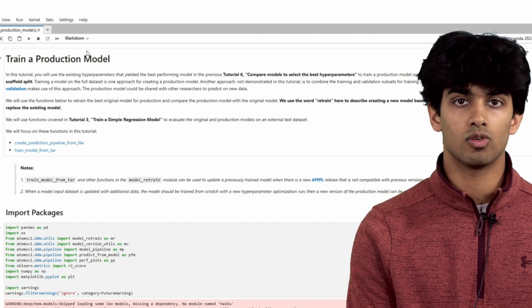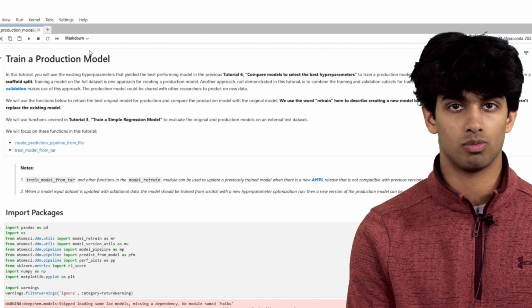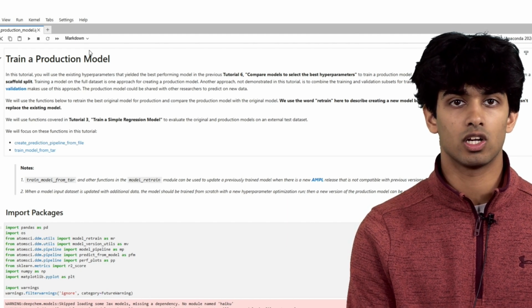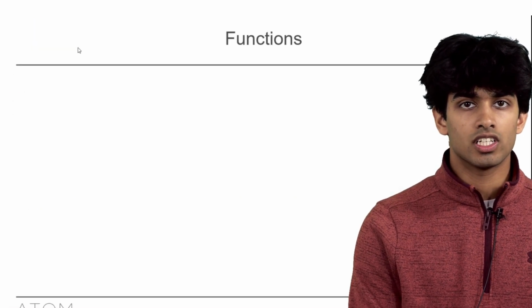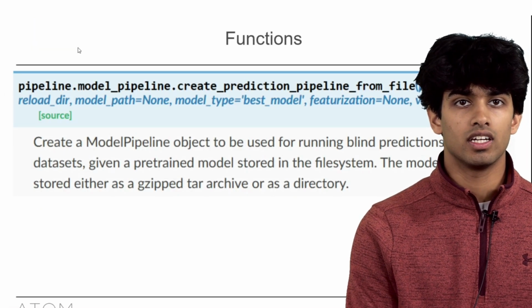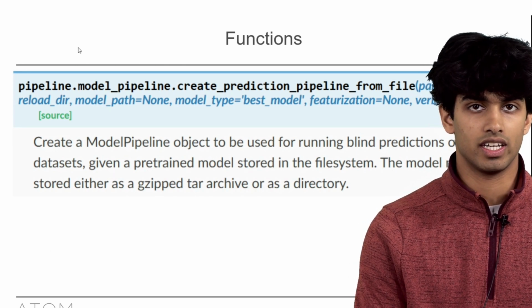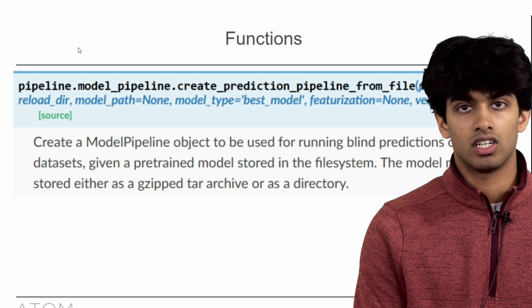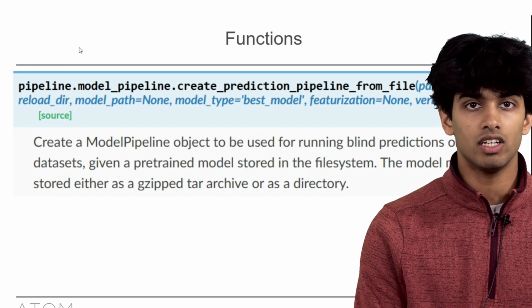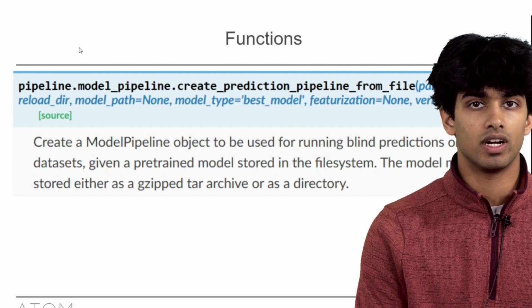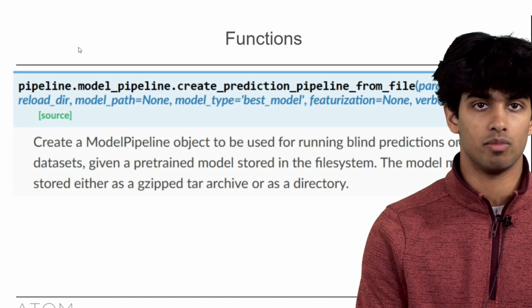To help us along, we'll focus on a few key AMPL functions that are going to make retraining easy and manageable. First, let's take a look at create_prediction_pipeline_from_file. This function lets us take a model we've already trained and set it up so we can make predictions on new datasets without needing to train again. Here's how it works. create_prediction_pipeline_from_file builds what's called a model pipeline. Think of this as a kind of object that's ready to make predictions. All we need to do is give this the file path for our saved model.